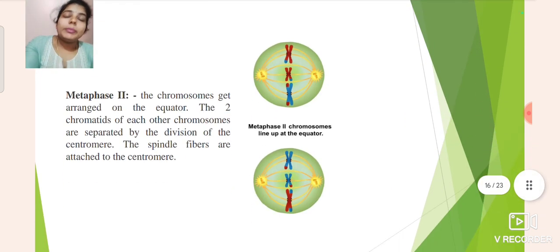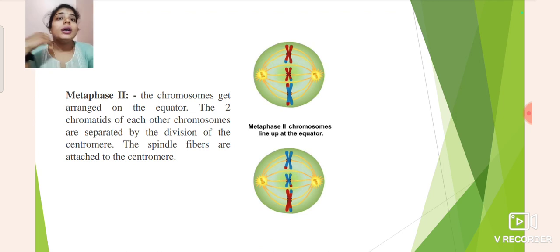Meta means middle. So all the chromosomes will get arranged at the equator. All the chromosomes move towards the equator region. In metaphase 2, the centromere also divides. That is the only change between metaphase 1 and metaphase 2. In metaphase 1, the centromere cannot be divided. In metaphase 2, the centromere will be completely divided. This is the only change between metaphase 1 and metaphase 2.